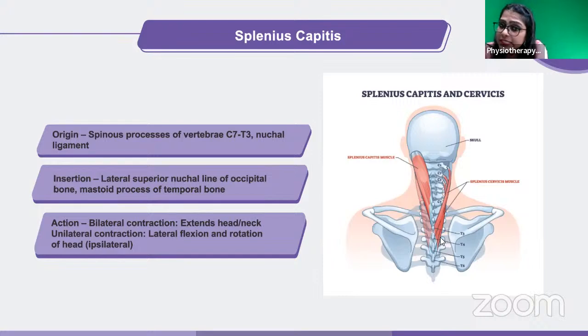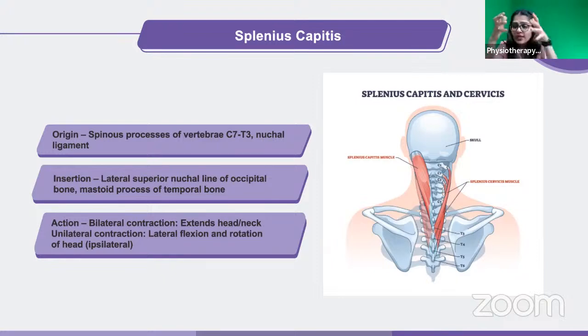Spinous process of vertebrae C7 to T3. That is from C7 to T3. So these four vertebrae, C7, T1, T2, and T3, have the origin for splenius capitis, and it gets inserted into the superior nuchal line of the occipital bone and also the mastoid process of the temporal bone. So the origin is downwards and it gets inserted in the superior nuchal line of the occiput.